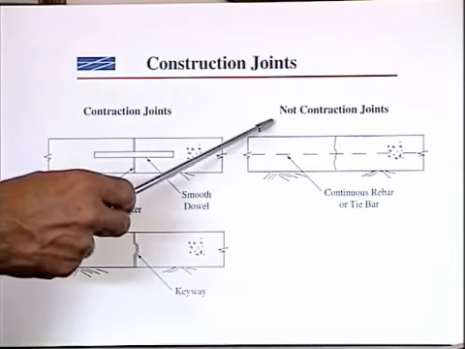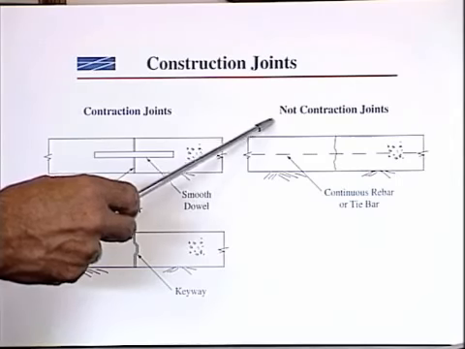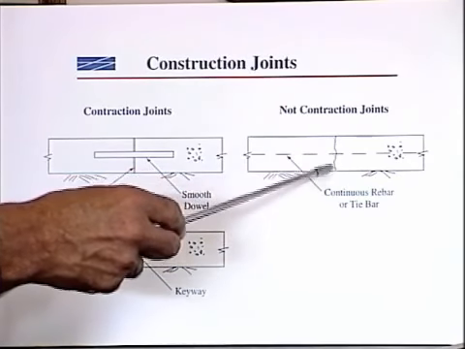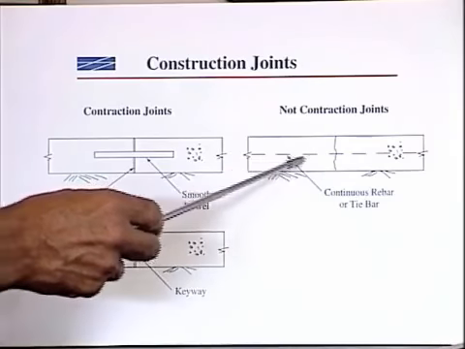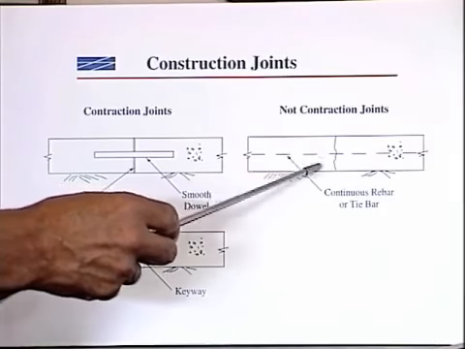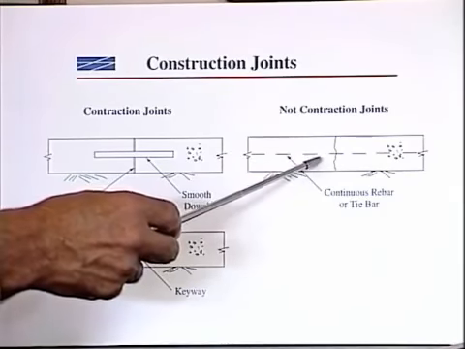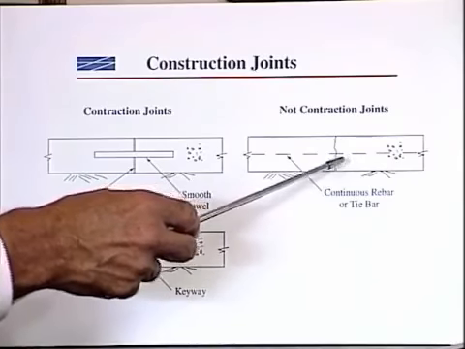The joints are not designed as contraction joints when the existing concrete is cast to have a roughened face and continuous rebar or tie bars join together the existing concrete to the new concrete. That covers the types of joints that allow movement due to seasonal temperature change.